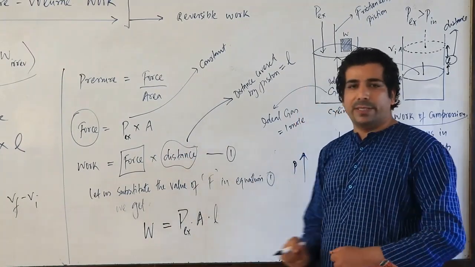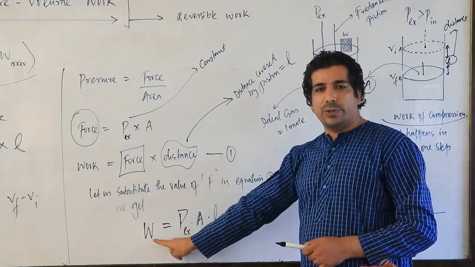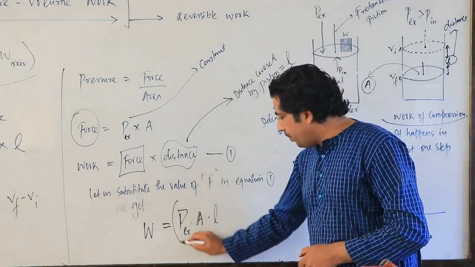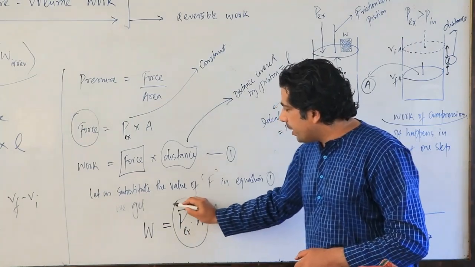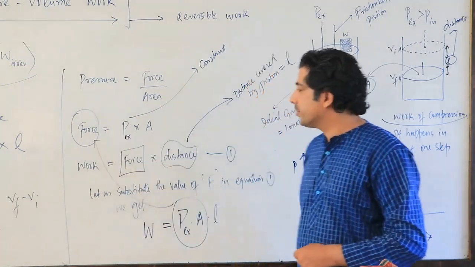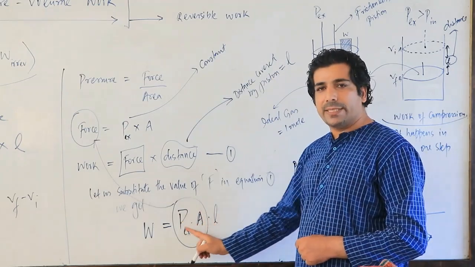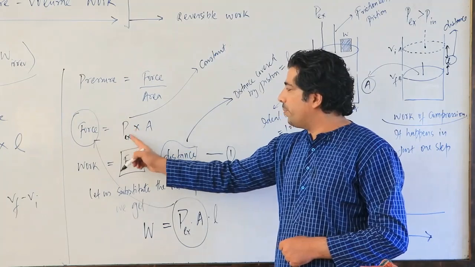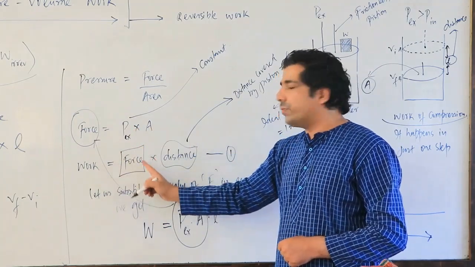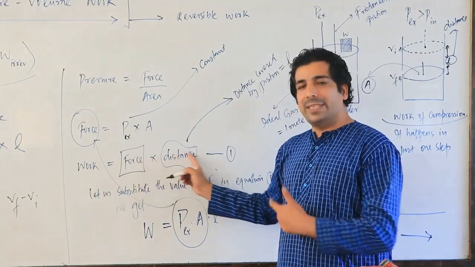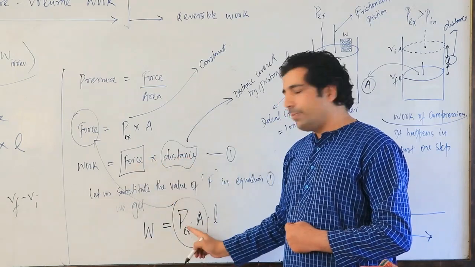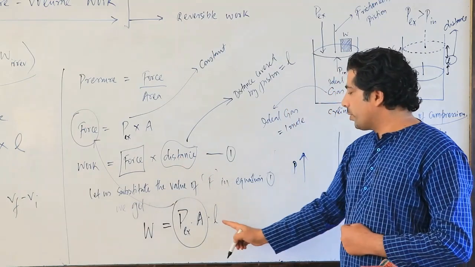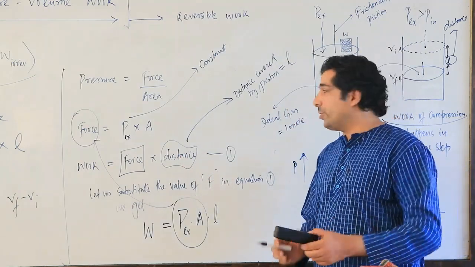So my dear friends, now work is equal to P external into area of cross section, because P into A is nothing but it is the force. P external into area of cross section of piston is the force, because force is equal to P into A and work is equal to force into displacement, or we can say distance. In place of force I wrote pressure into area, and in place of distance we wrote L. So this is the expression for us.